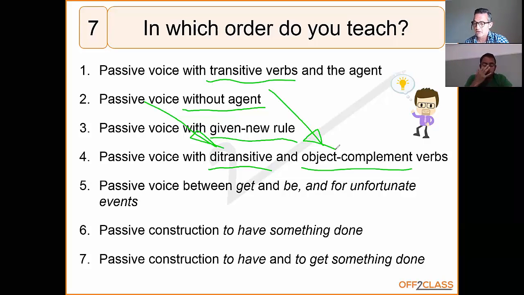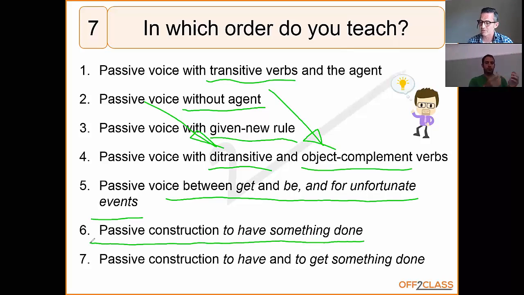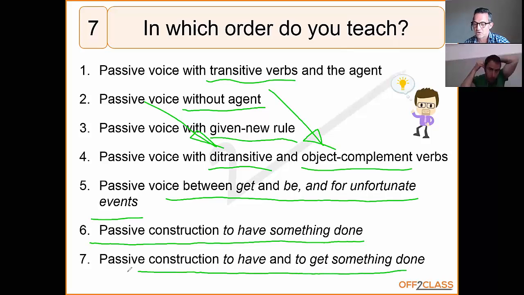The difference then, as I go on for upper intermediate, is the difference between get and be, and again for unfortunate events. As I said, I got bitten or I was hit. Passive construction, to have something done, again the services that we paid for, and then again to have and to get something done, where there is a difference in whether it was an accident or whether there was something more involved by the subject of the sentence.